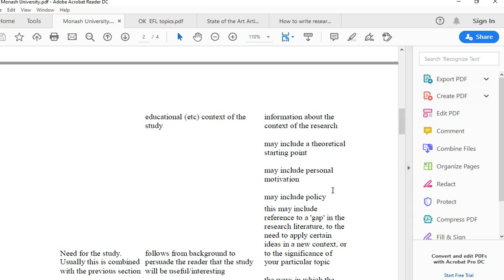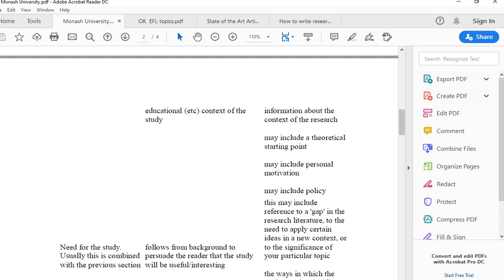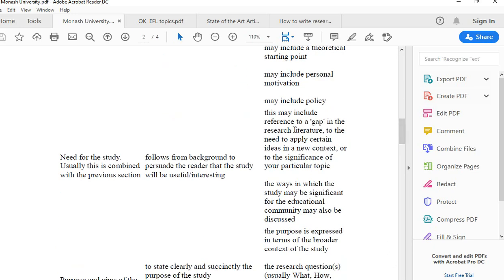It may include policy. You may also talk about the policy of that field of study. It can be the educational policy relating to that topic, so you should state those educational policies relating to those variables that you're going to mention. And this may include references to a gap in the literature review.